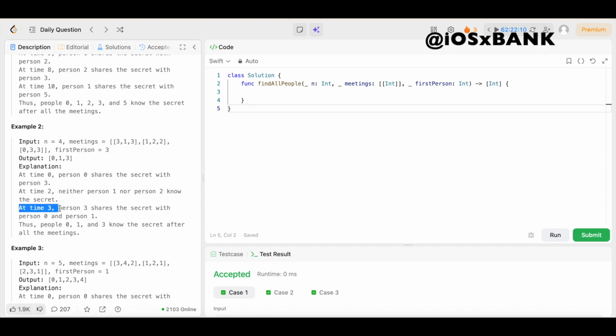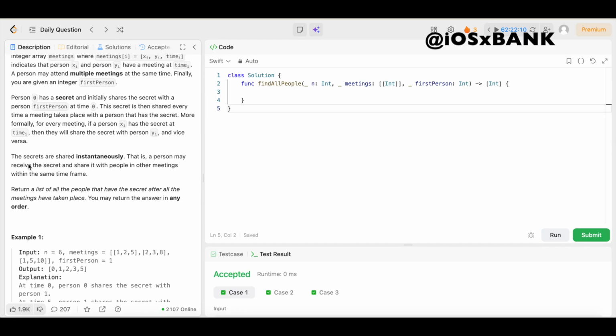Then at time 3, person 3 shares the secret with person 0 and person 1. As you can see, at 3 o'clock, person 3 has a meeting with person 1, and person 3 also has a meeting with person 0. So person 3 is able to share the secret with persons 1 and 0. That's what it's saying right here, right? At time 3, person 3 shares the secret with persons 0 and 1.